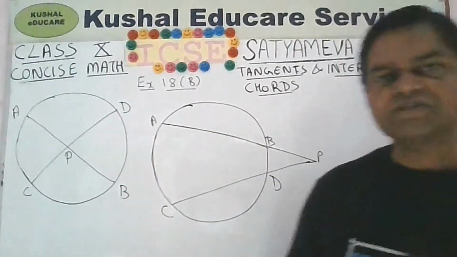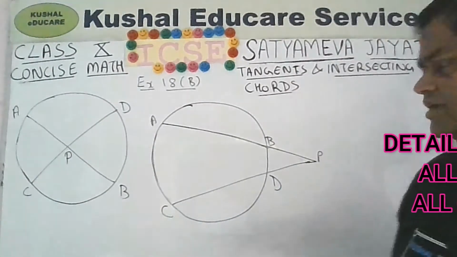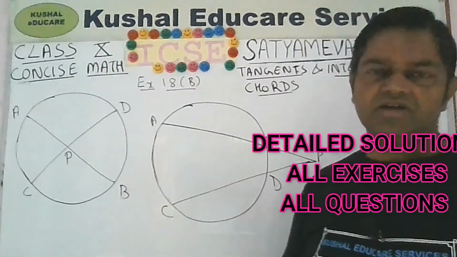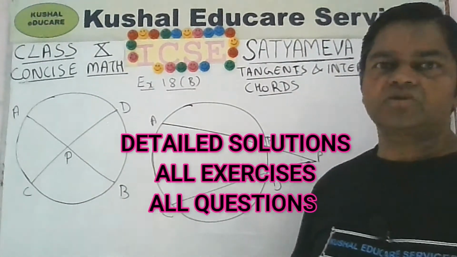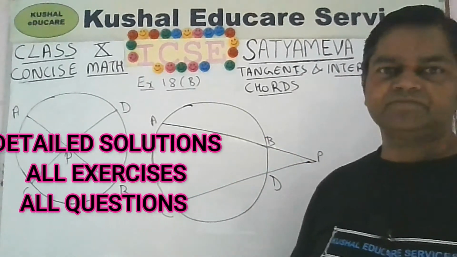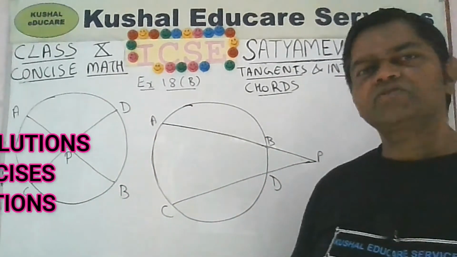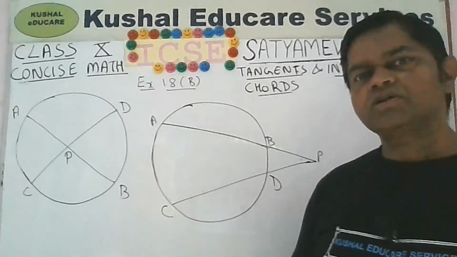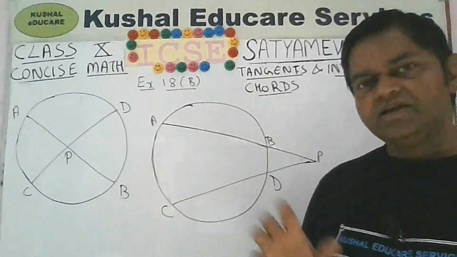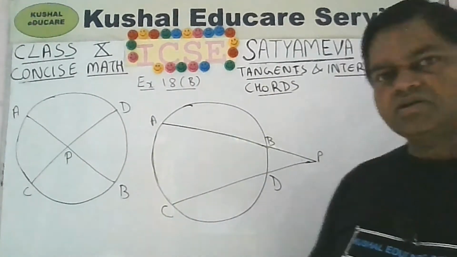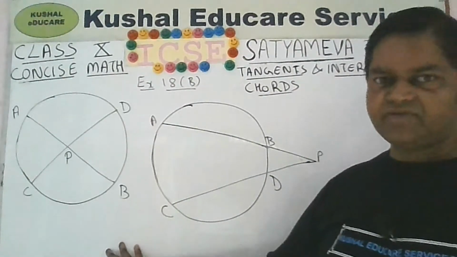Okay. So before we start solving the problems, let us quickly summarize the theorems that you will be requiring in order to solve the questions of exercise number 18B. I am not going into the proofs of the theorem. You can easily follow the proofs given in your textbook. Okay. But a brief summary I will give.